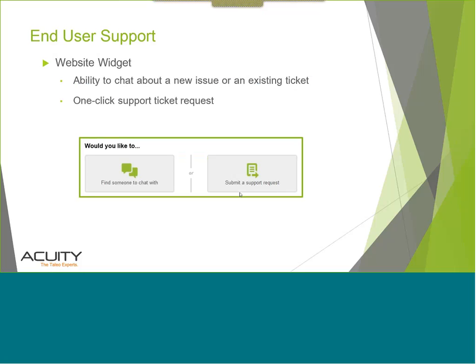So if they click on none of these were helpful, none of the knowledge-based topics helped them, then they will get another screen where they could find someone to chat with or submit a support ticket. So if they clicked on find someone to chat with, and there was an agent available who was not currently in a chat, then they could immediately have access to someone who could help them with their issue and help them move along in the application process. Or they could choose to submit a support request and enter a ticket.